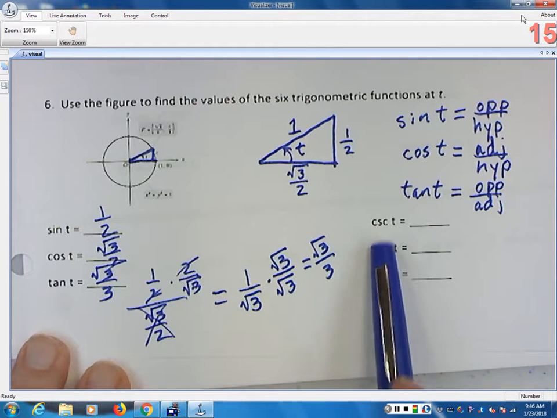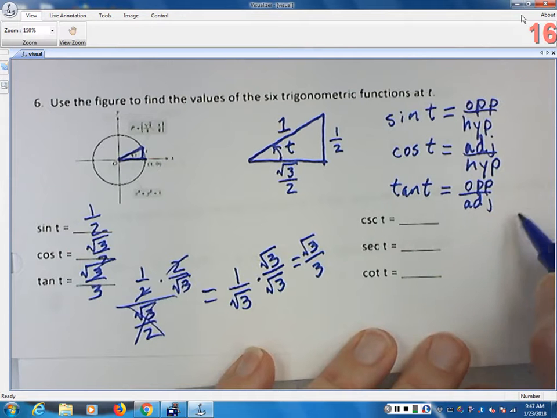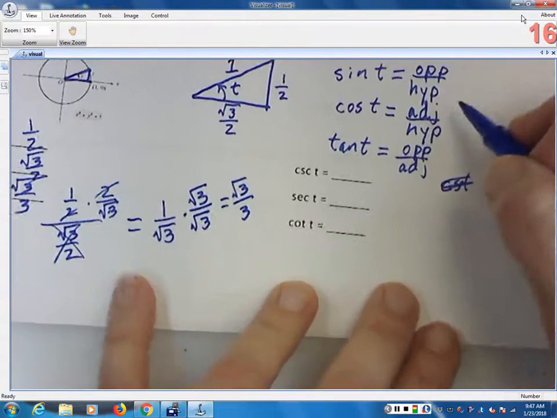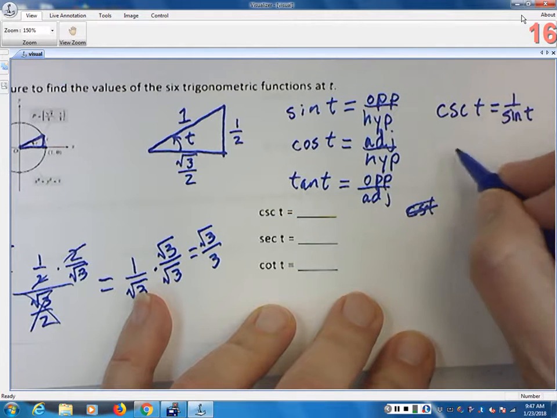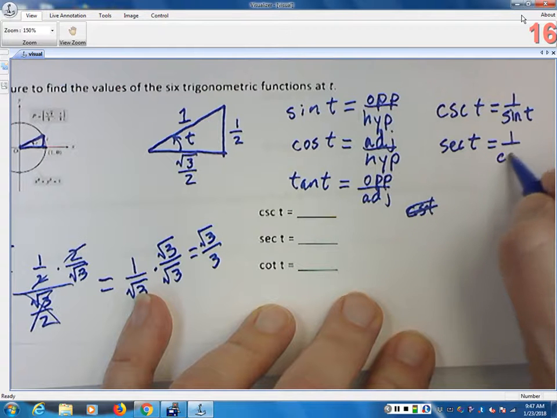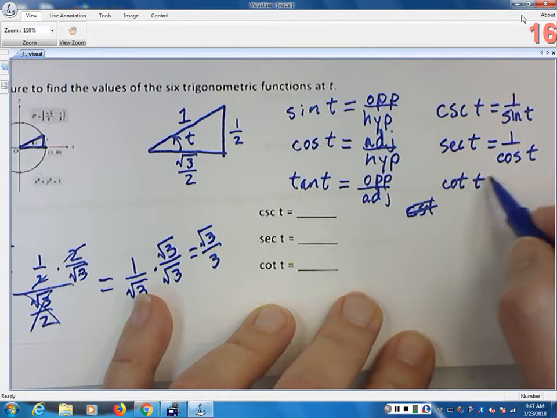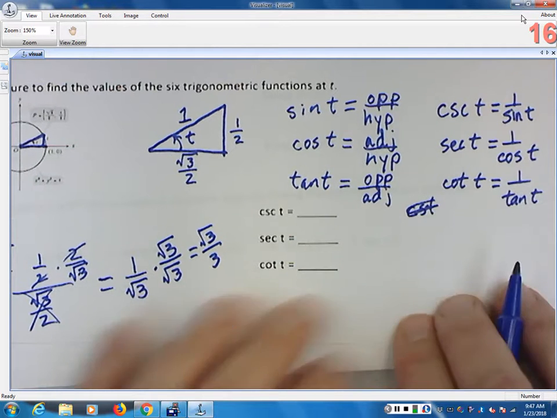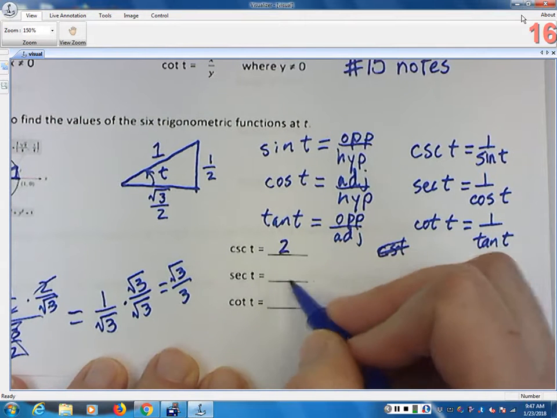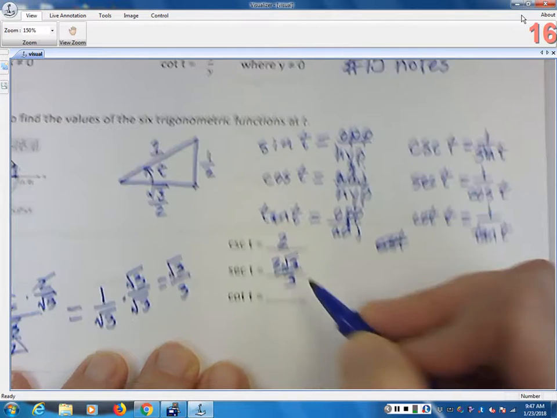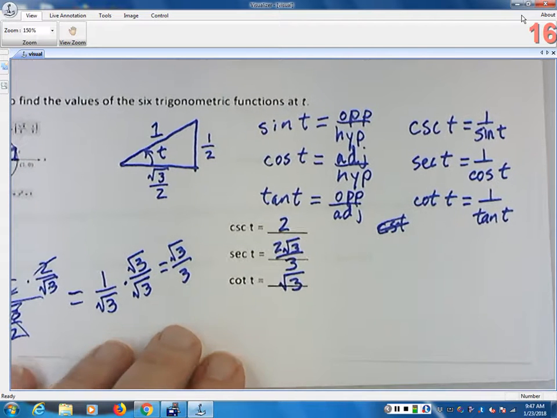And cosecant t is 1 over sine t. So you got to memorize these things. Cosecant is 1 over sine. Secant is 1 over cosine. And cotangent is 1 over tangent of t. So you're just going to take 1 over the previous answers to find these answers, but you have to rationalize your denominators. So I'll write down what you get. You get 2, square root of 3 over 3, and you get square root of 3. And I worked it out on the filled-in notes, which I've now posted.